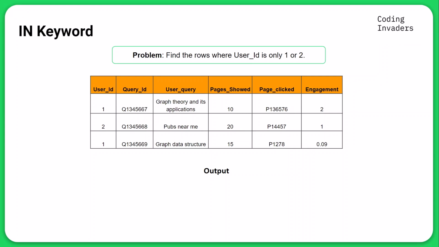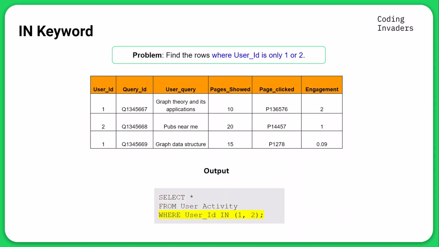Now we also need to see how we can achieve the same thing with SQL. How would you write the SQL query? Please pause the video and try to write it yourself. Alright, here it is. What we have written is select star from user activity. That's the table that we are getting the data from, where user ID in, and in brackets we are giving 1, 2.